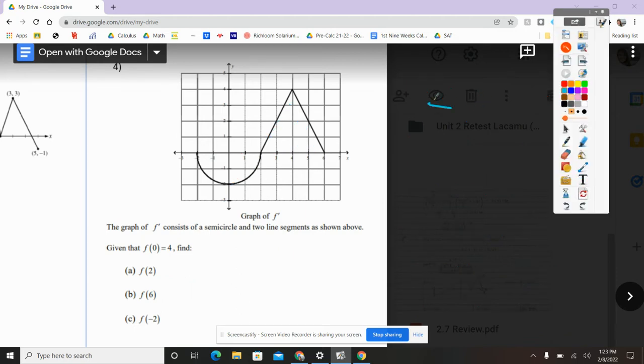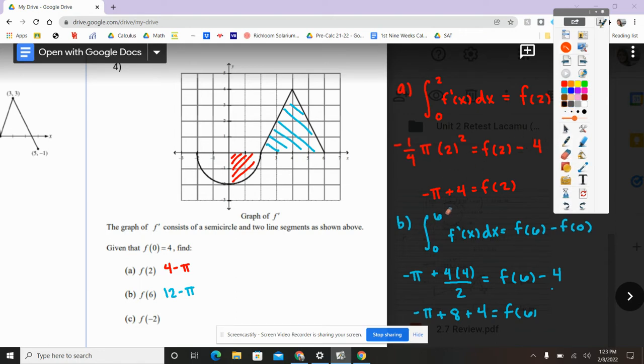All right, then our last one. Definitely meant to erase that.